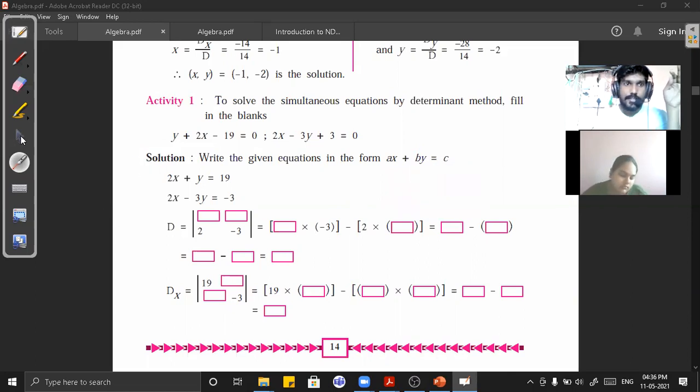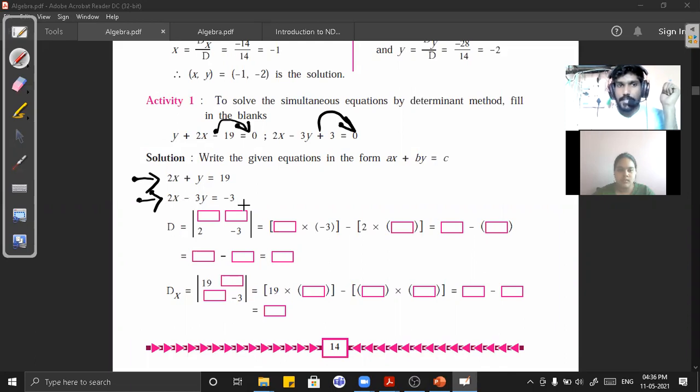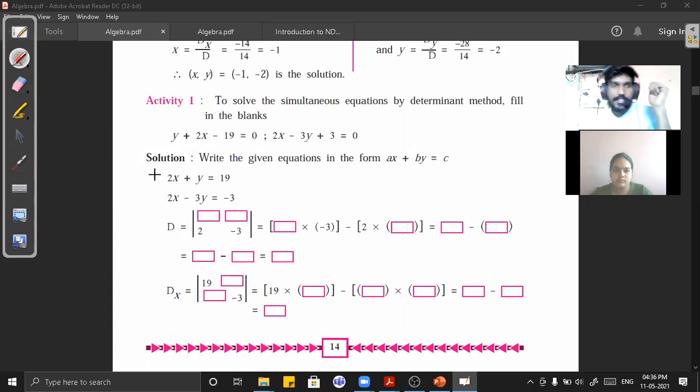So what they have done first is, this minus 19 is taken on the other side, and they have written the term with the variable x first. So it is 2x plus y is equal to 19. Is this step clear? Yes. And then in the second step, your plus 3 is taken on the other side, and that is how you get 2x minus 3y is equal to minus 3. Now these are the two equations.